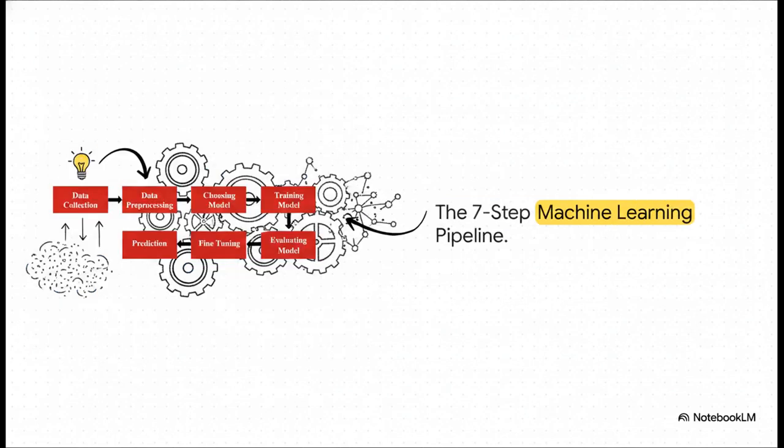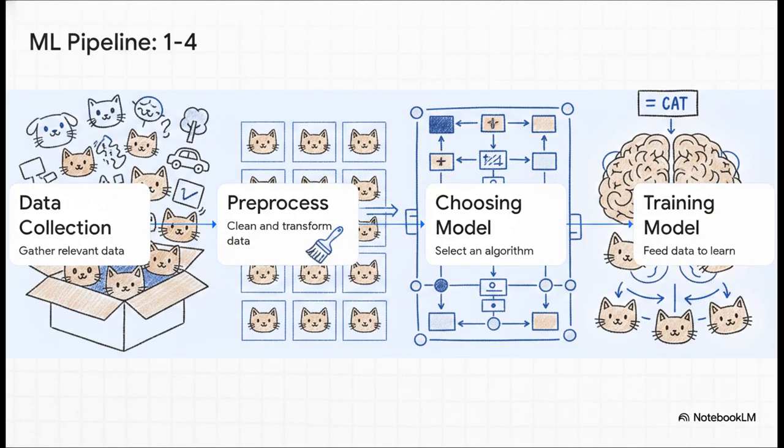So the big takeaway here is that getting to those incredible real-world applications, it isn't magic. It requires a highly structured 7-step pipeline for turning just raw, messy data into incredibly accurate predictions. Let's walk through the first 4 steps of this pipeline, using a super classic example, teaching a machine to recognize cats. Step 1 is data collection.